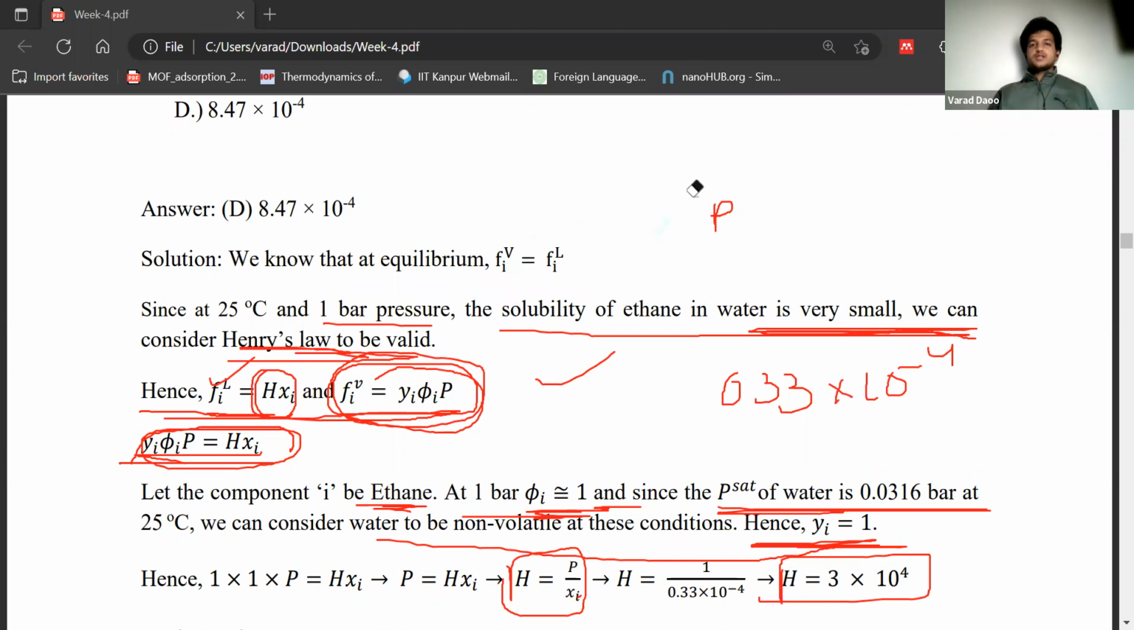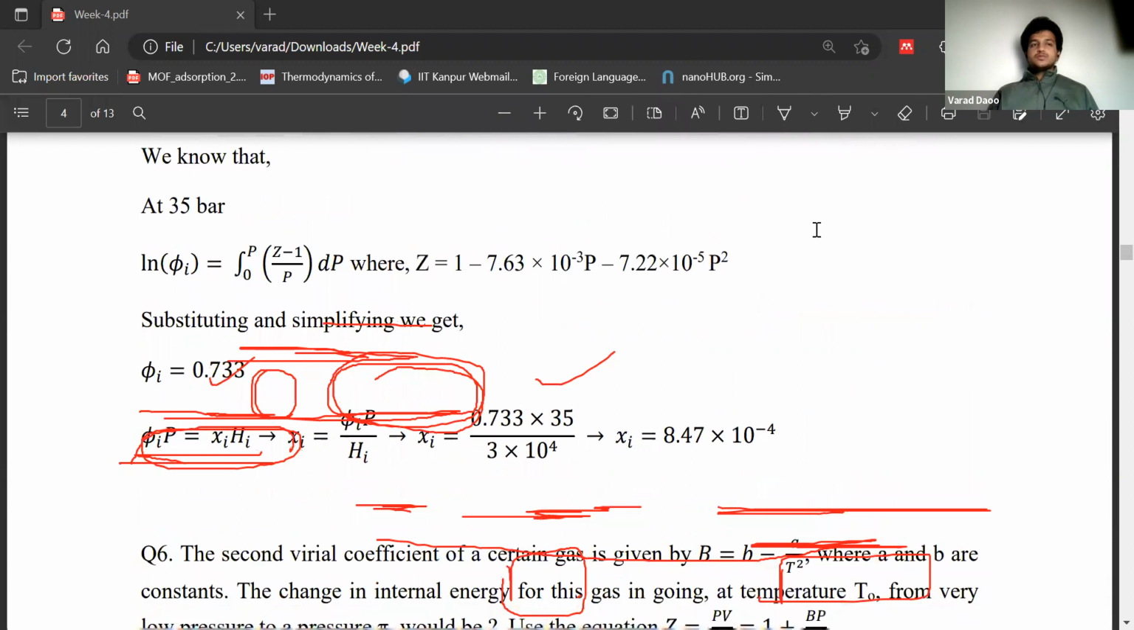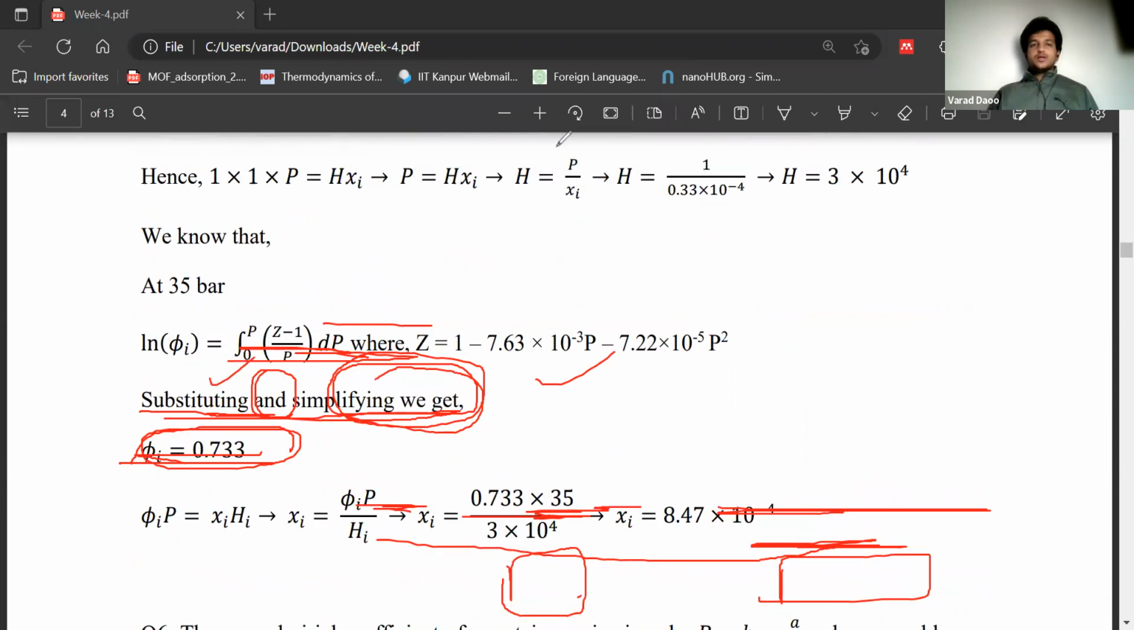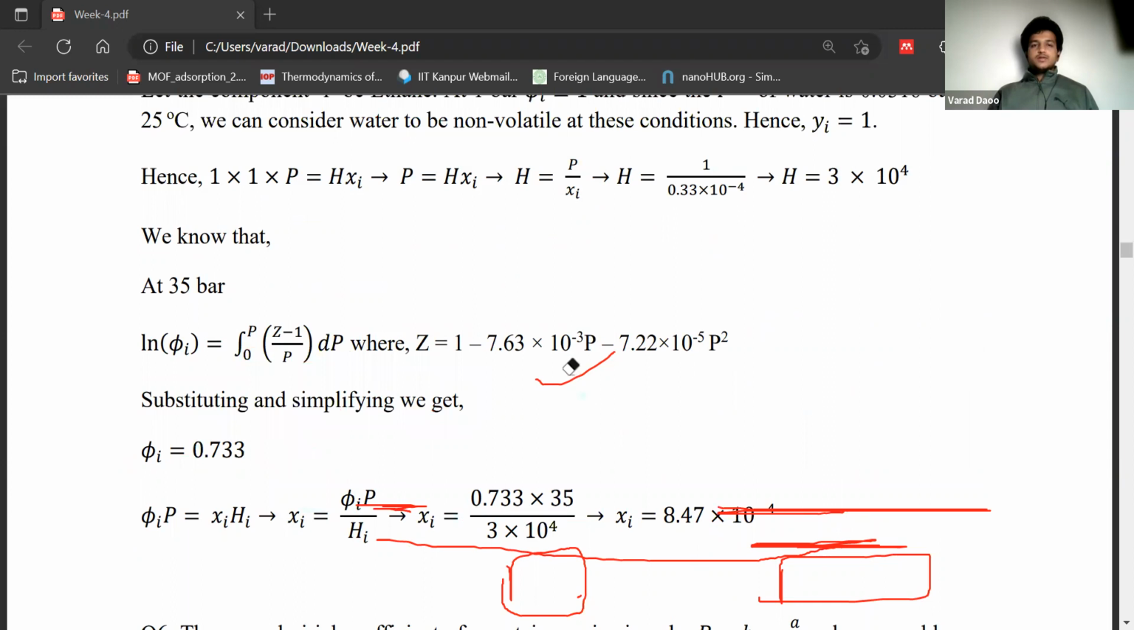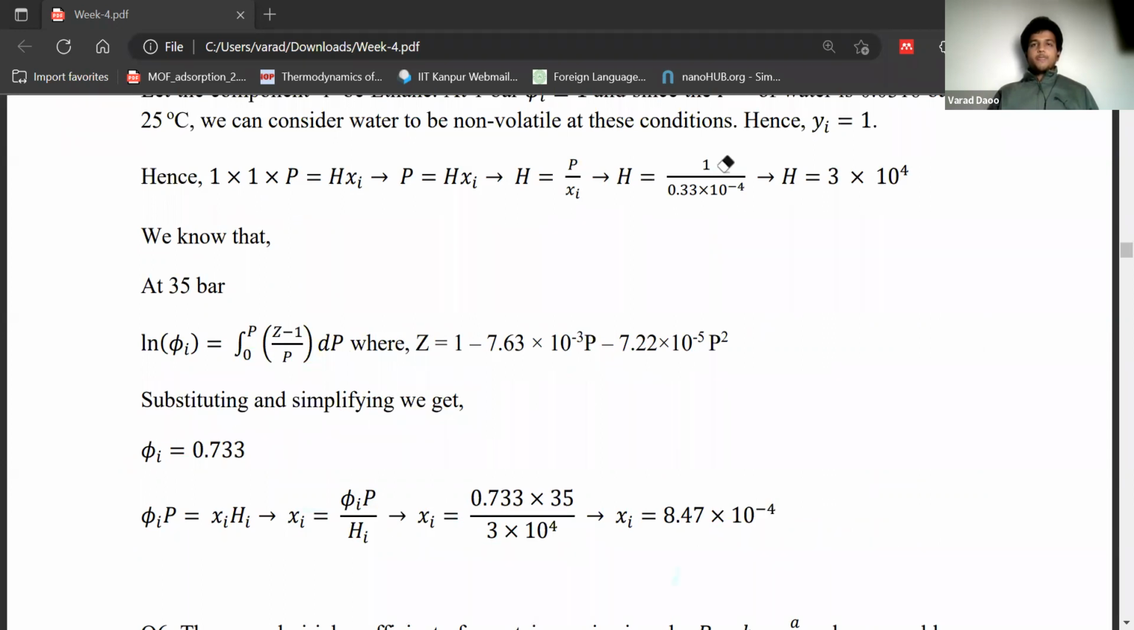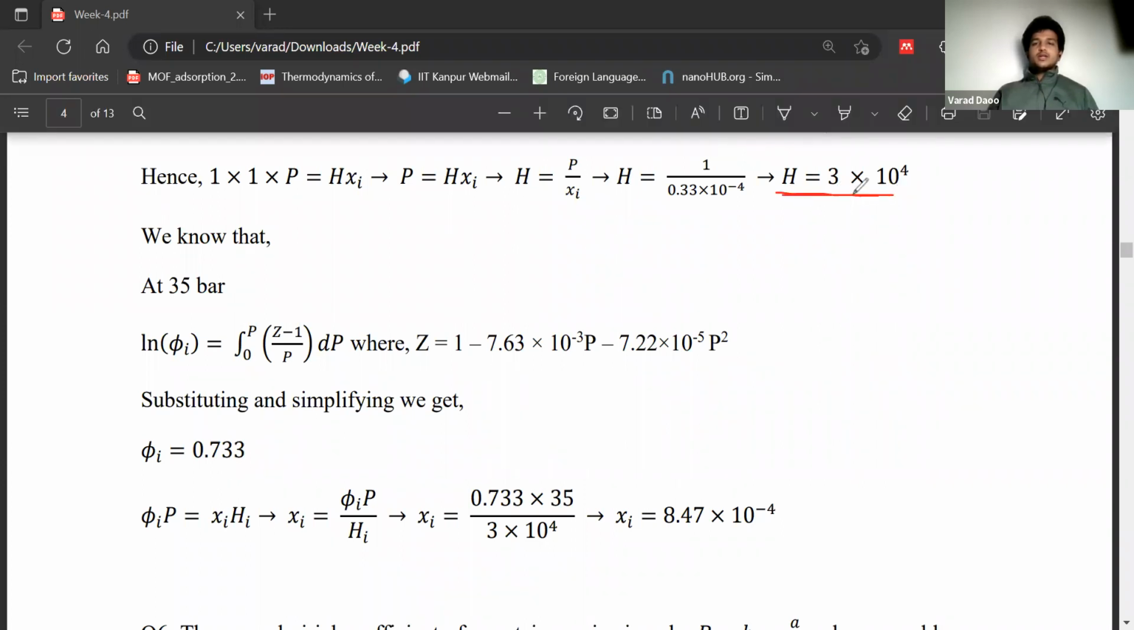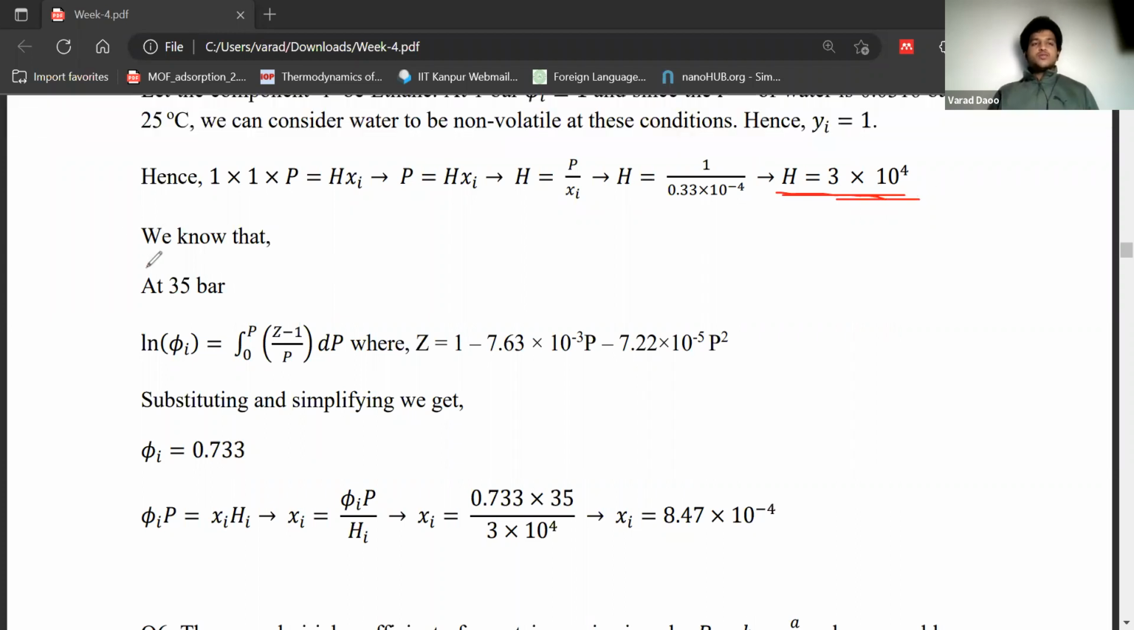Before that, I will just clear this up. So what we have now is the Henry's law constant, and we know that at 35 bar, this is the standard expression to calculate the fugacity, which we discussed in the previous class. Last week only we solved quite a few examples on this.